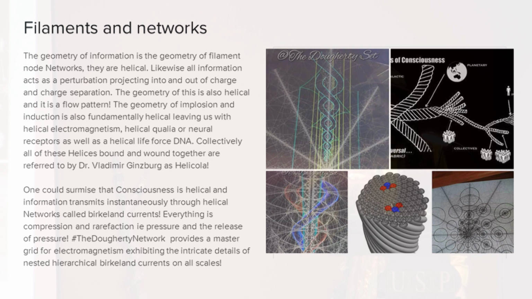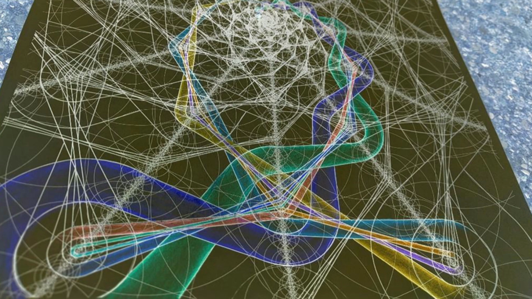I repeat like Russell repeats, because the message needs to be repeated so it gets ingrained into my head, your head, so we know what we're talking about. Everything is compression and rarefaction, i.e. pressure and the release of pressure. The Dougherty network provides a master grid for electromagnetism, exhibiting the intricate details of nested hierarchical Birkeland currents, nested on all scales. I colored a picture. This is just another, the same filament. I keep playing with that same one because I was so interested in it.